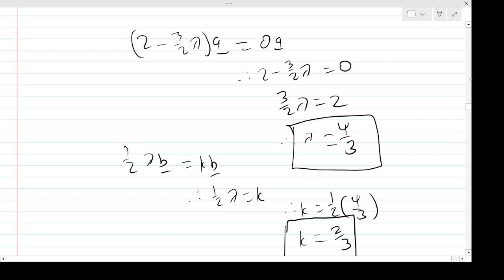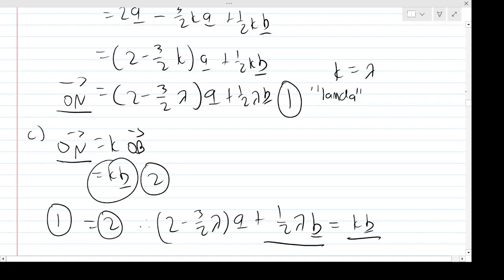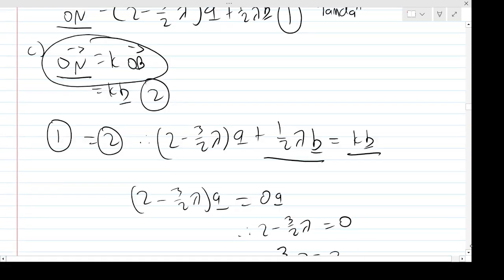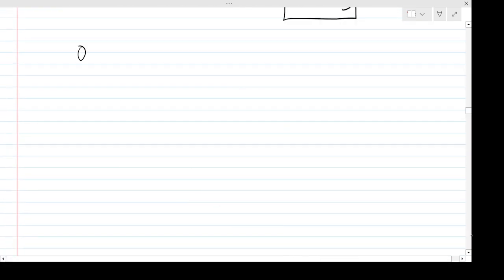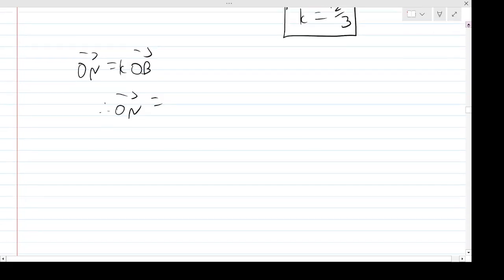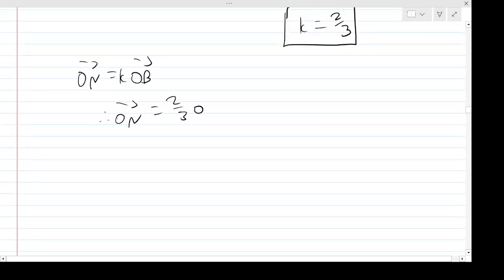But actually then, if I go back to my expression, ON is K lots of OB. So ON is K lots of OB, but I know what K is. ON is 2/3 of OB. And there we are. So what that actually means, in terms of a ratio, is ON is 2/3 of the way of OB.